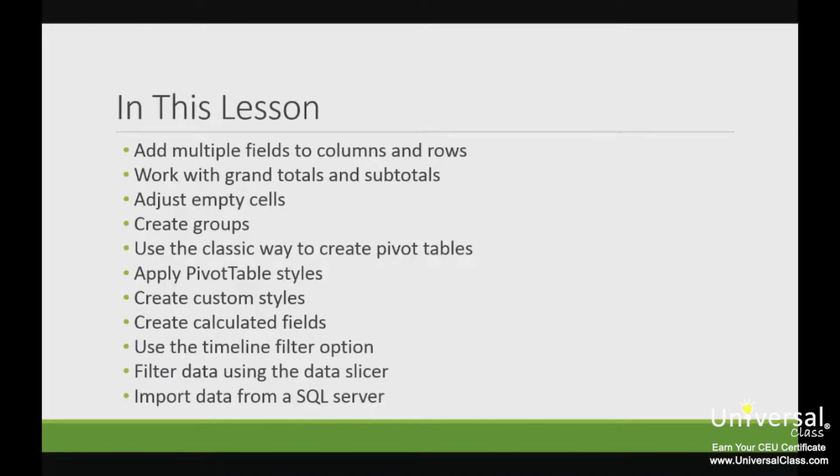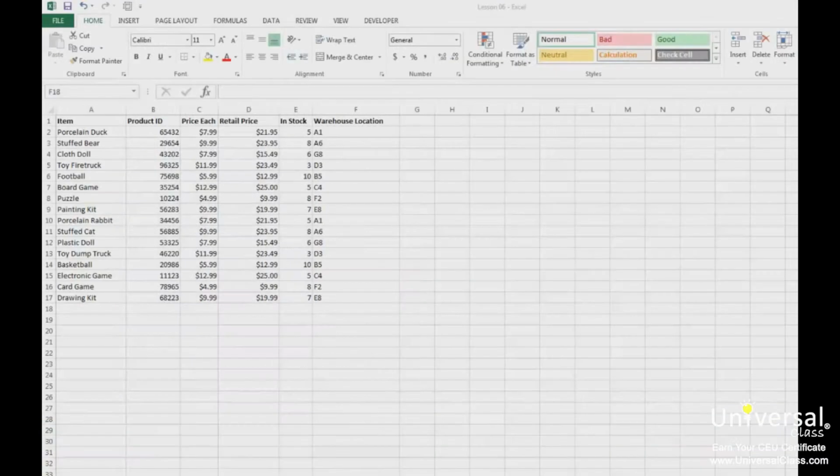That said, there is so much to learn about pivot tables that we're going to continue to talk about them in this lesson. We're going to discover how to add multiple fields to columns and rows, work with grand totals and subtotals, adjust empty cells, create groups, use the classic way to create pivot tables, apply PivotTable styles, create custom styles and calculated fields, use the timeline filter option, filter data using the data slicer, and import data from an SQL server. In all the pivot table examples so far, we've only used one field per column or row.